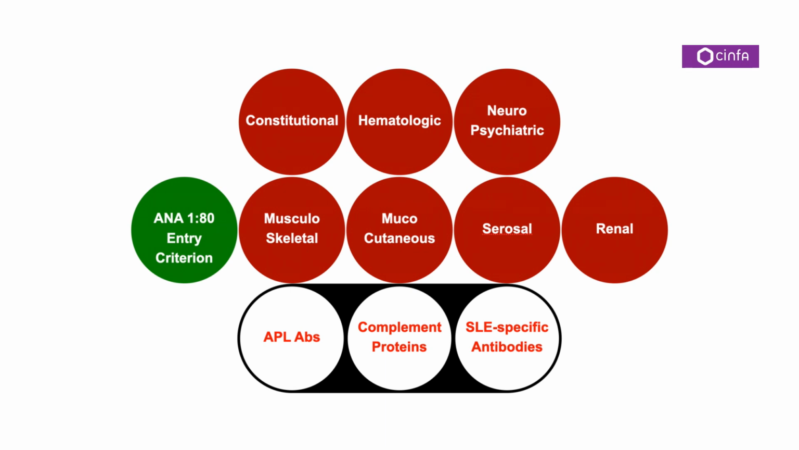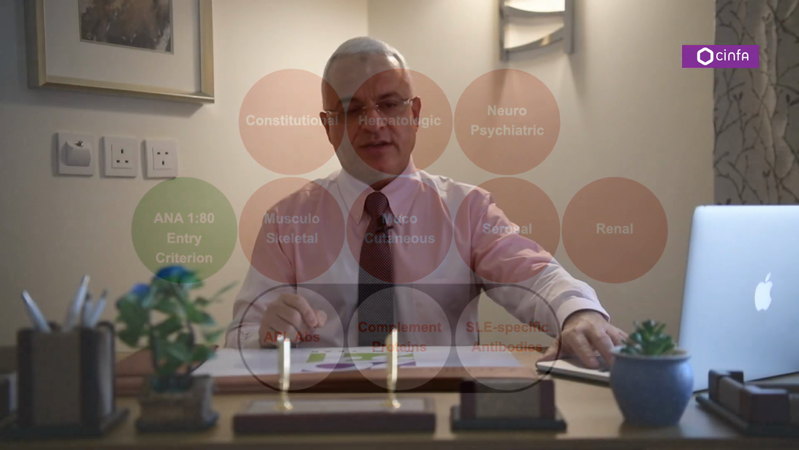What about lab? Three major ones again: APL, which is antiphospholipid antibodies, complement proteins, for the first time in the history of SLE, and the SLE specific autoantibodies. Shall we diagnose this patient? What about ANA? The most important entry criterion for diagnosis is that the patient must have positive ANA at a titer of 1 to 80. We call it the entry criterion, followed by the 10 domains.